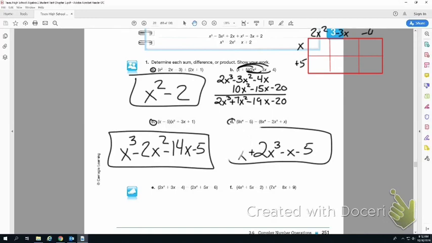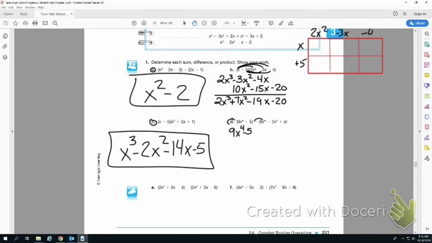Alright, so let's look at D then. Whenever you're subtracting, all you're going to do is your first polynomial is going to stay the same. And then your second one, you're going to distribute that negative. So everything in my second polynomial, my signs are going to change. And then I'll combine my like terms.